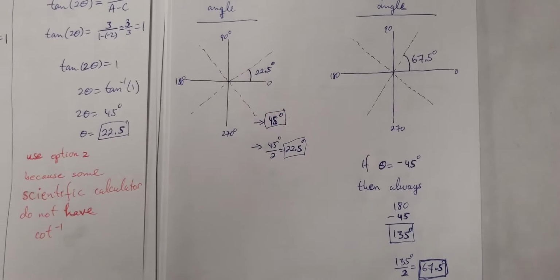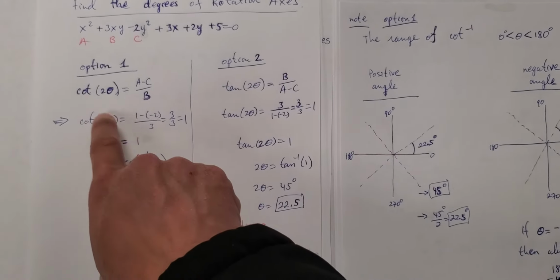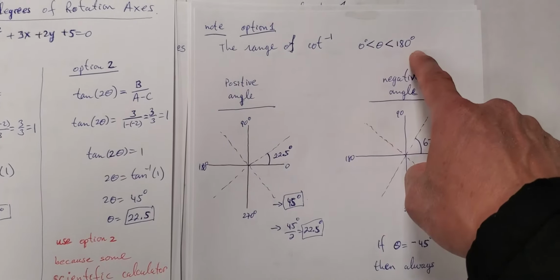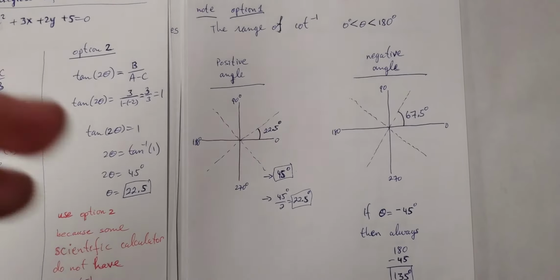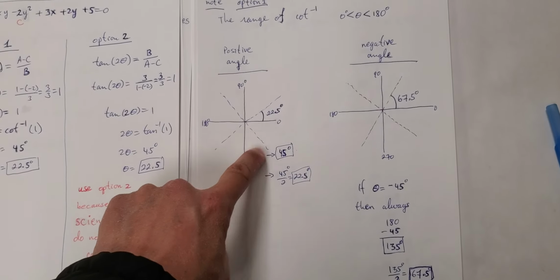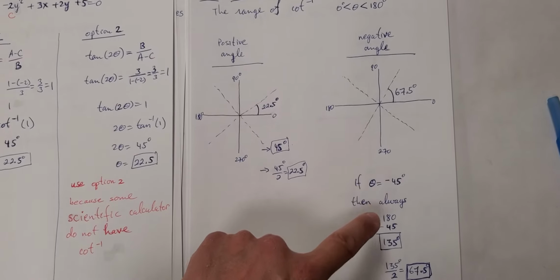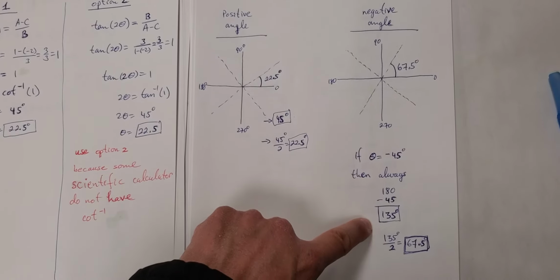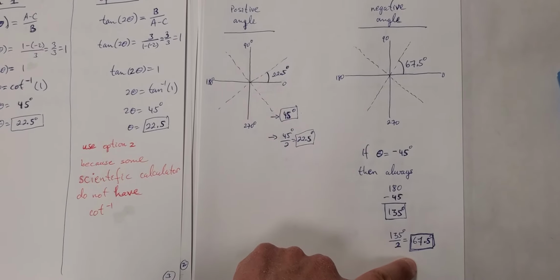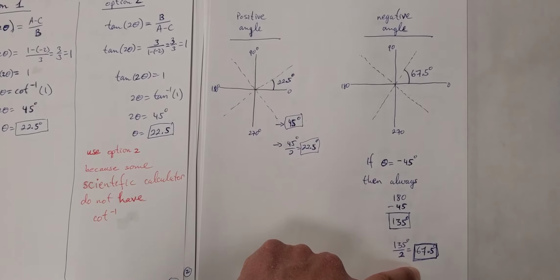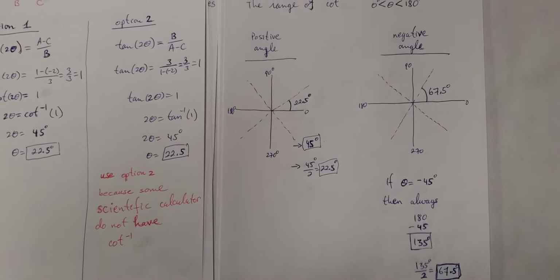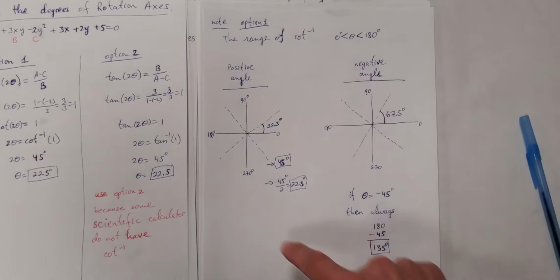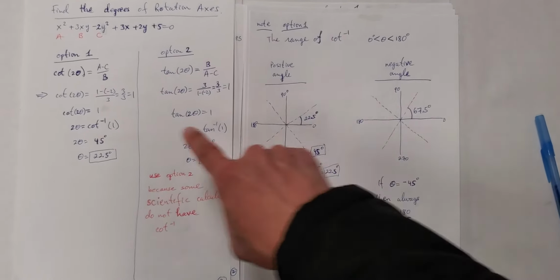So be very careful if you are using option number 1, which is cotangent. The range of the inverse of cotangent is 0 to 180. If it's positive, leave it alone, divide by 2. If it's negative, subtract from 180, divide by 2. Subtract 180 first, whatever you get, then divide it by 2. This is the actual angle that we need when it got rotated. So be very careful of that. Now, I want to make a note of option 2. Let me zoom out, this is option number 1.